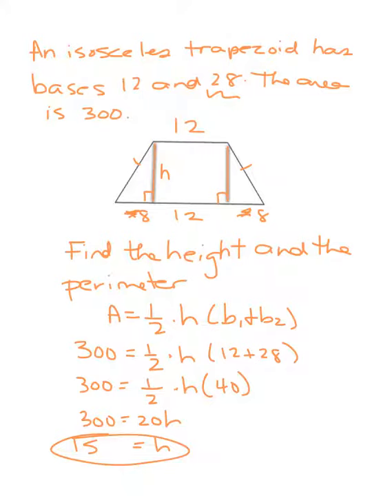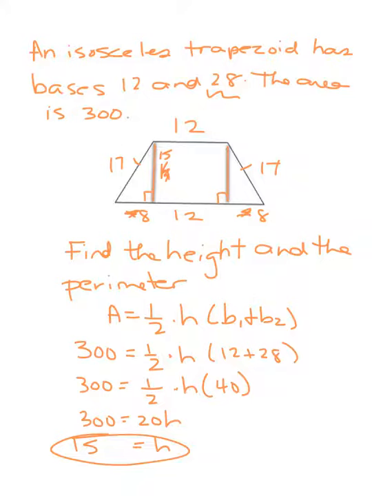Now I'm going to go back and label that. So again, I'm going to cross off that h. I'm going to make that 15. In order to find the perimeter, I need to find the legs of this isosceles trapezoid. So again, I have a triple here. So I have an 8, 15. This gives me 17. This is 17 on the other side.